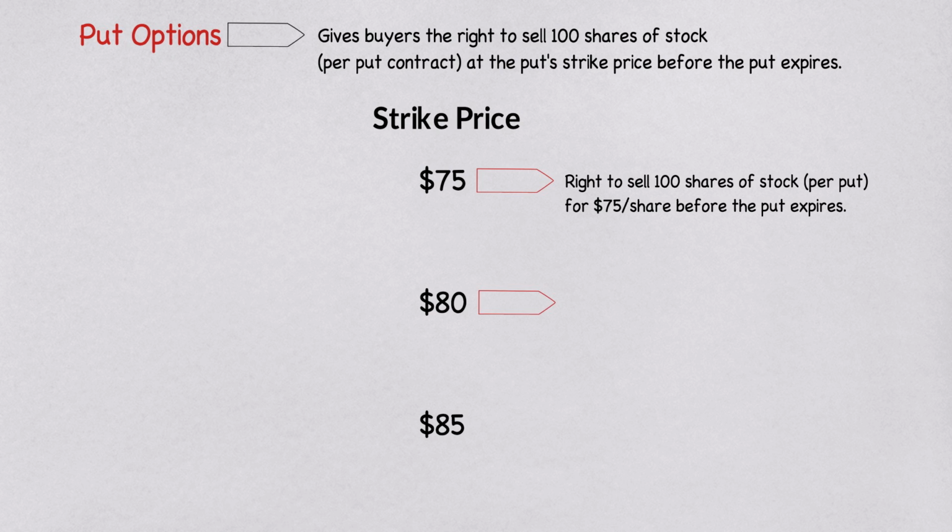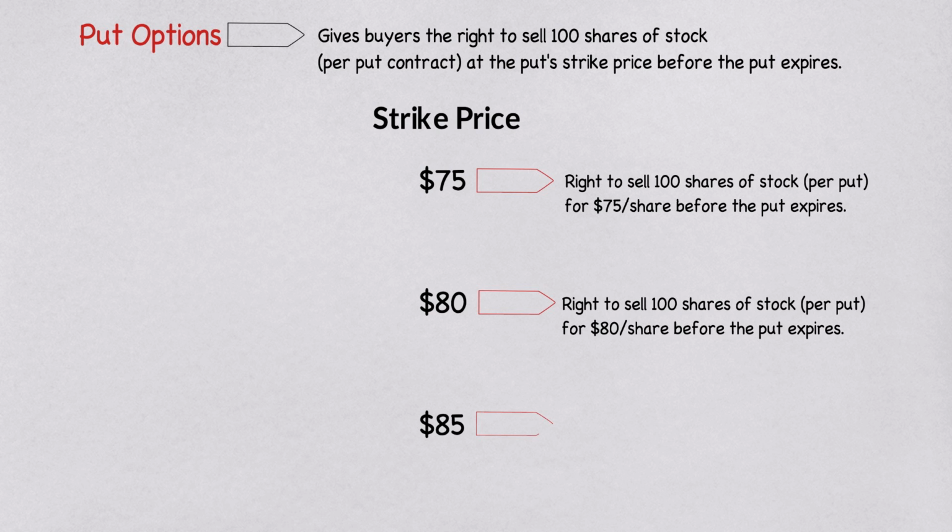Now, if you buy a put with a strike price of $80, you have a right to sell 100 shares of stock per put for $80 a share before the put expires. And if you buy a put with a strike price of $85, you have the right to sell 100 shares of stock per put for $85 a share before the put expires.